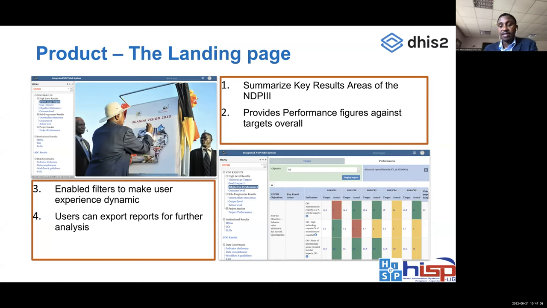Then this screenshot on the right-hand side lower also shows a bit of performance for different program indicators, objectives, and key result areas. The application allows filters to make the user experience dynamic, and users can also export reports for further analysis. I also need to reemphasize that I will keep talking about the application being custom made because it's not part of the DHIS2 core, but these are apps that were custom built to work within DHIS2 as a platform and to provide the M&E requirement for this use case.